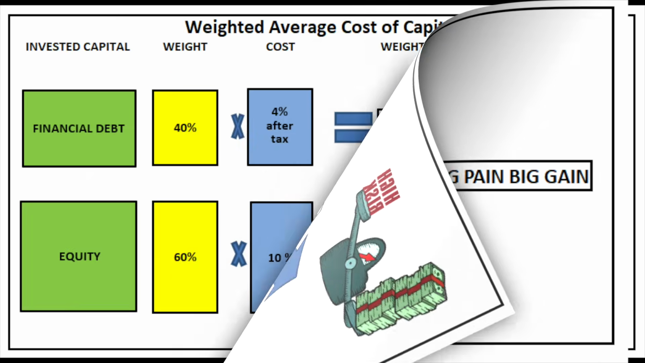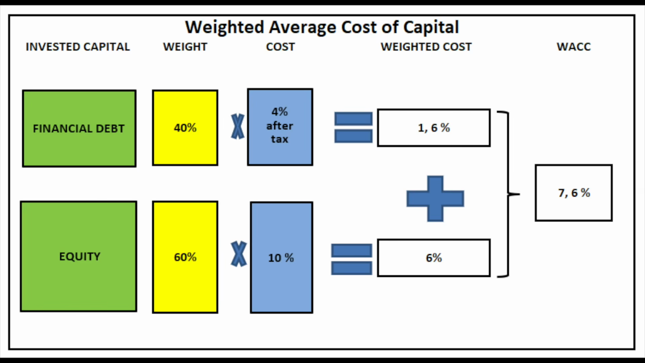diversified equity market. In this example, financial debt represents 40% of the invested capital, and therefore equity accounts for 60%. The interest rate on financial debt is 4% after tax, while the expected return for shareholders is 10%. In the WACC, the rate attributable to financial debt is 40% times 4% equals 1.6%, while the rate attributable to equity is 60% times 10% equals 6%. This results in a WACC value of 1.6% plus 6% equals 7.6%.